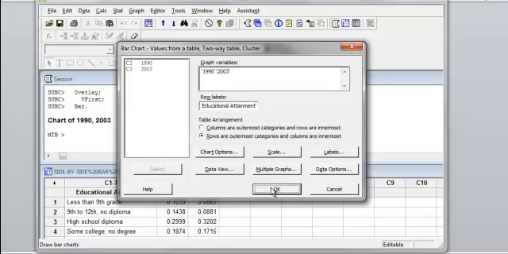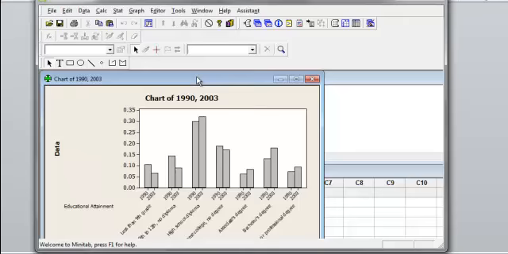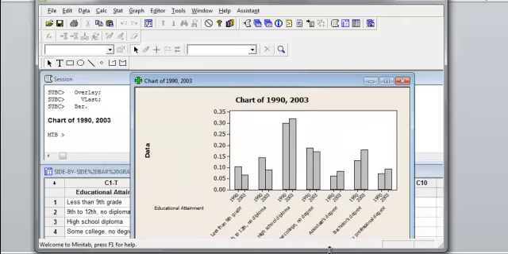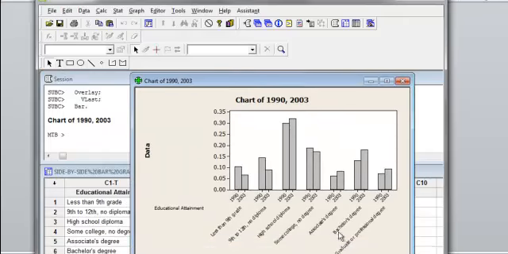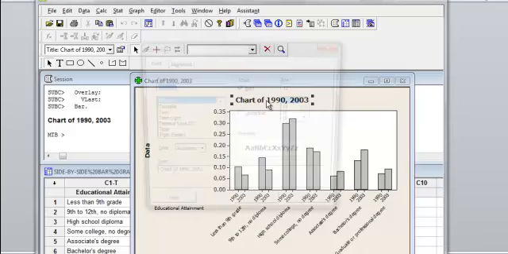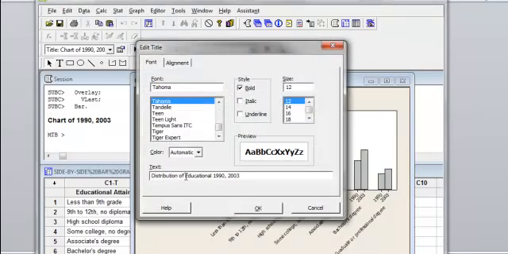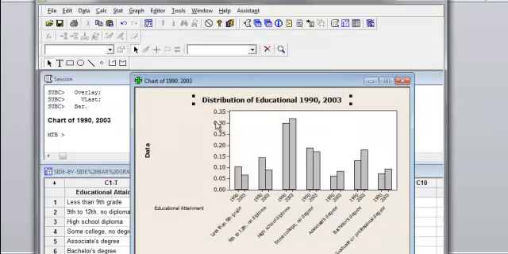So when you do that, there you have a very, very nice graph to look at. And again, remember, we'd want to say distribution of educational attainment for the years 1990 to 2003. So you want to make sure that you have that good title in here, and so forth. So you know how to do that. But I just wanted to show you how to do a side-by-side and the power that you have in Minitab.